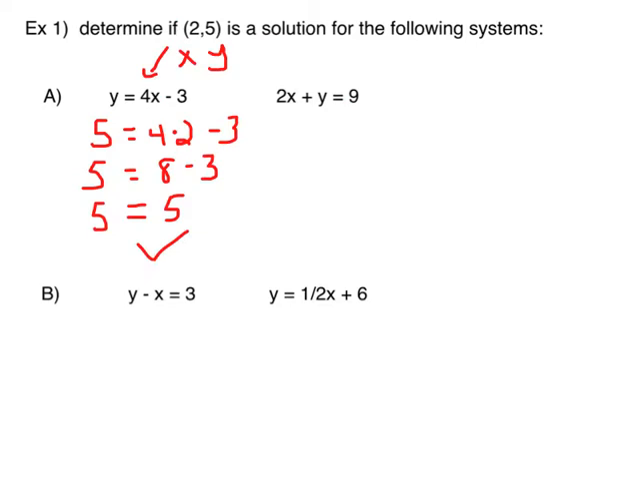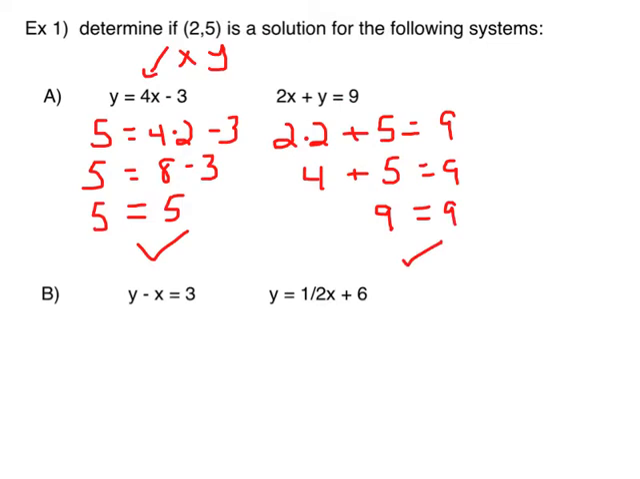That one checks. However, you're going to learn that it has to work in both equations. Otherwise, you're just picking out a point that's somewhere on that line. So when I go to the other one, I have 2 times x, which is 2, plus 5 has to equal 9. So 4 plus 5 has to equal 9, and 4 plus 5 does equal 9. So that works as well. Therefore, it is a solution. No problem. Yes, solution. Okay?